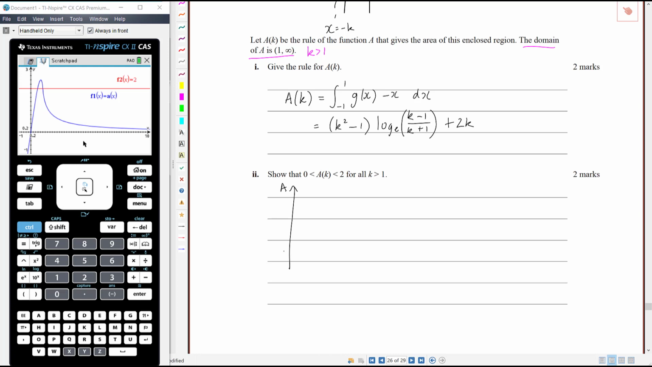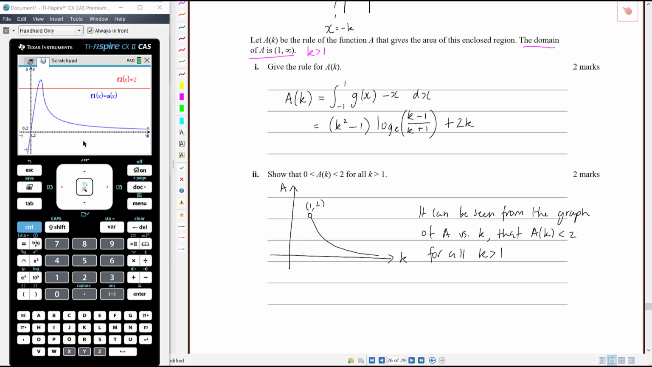if we sketch a versus k, we had the point 1, 1, 2, and asymptotic behaviour happening like that. And so we could say that it can be seen from the graph of a versus k that a of k is less than 2 for all k bigger than 1. Okay.